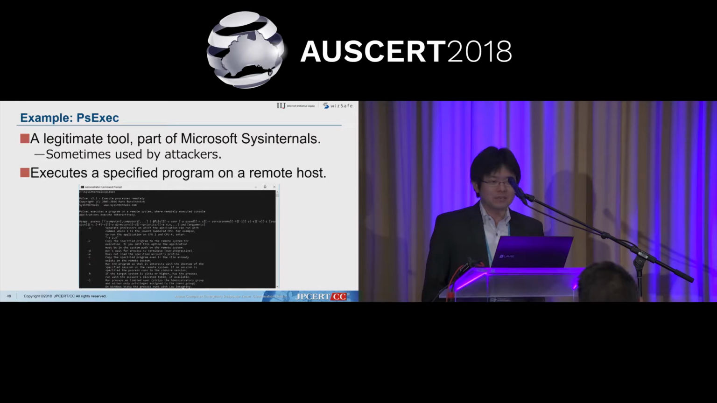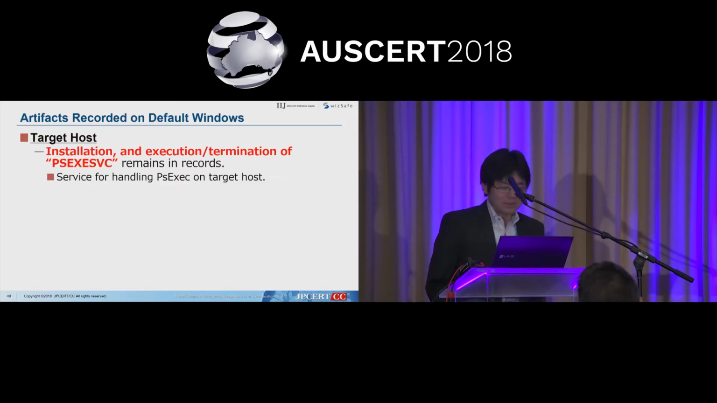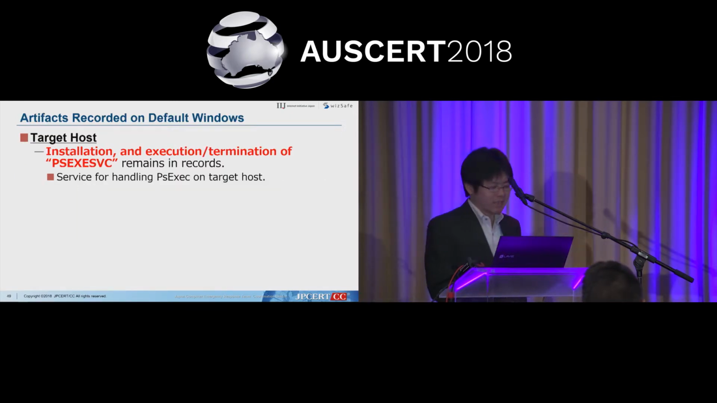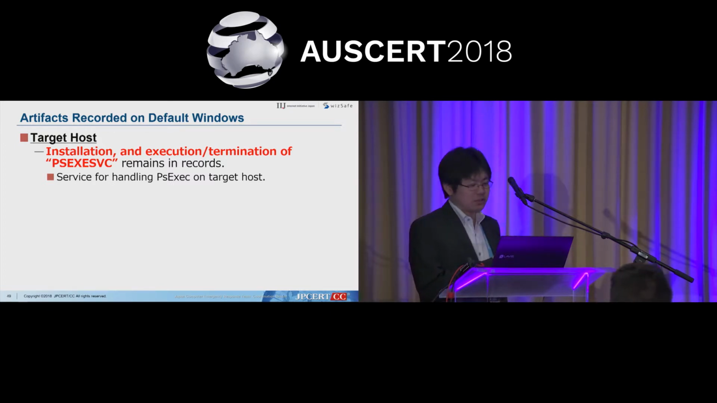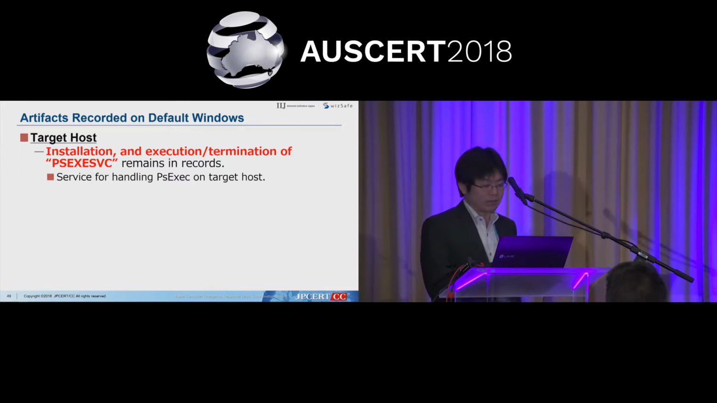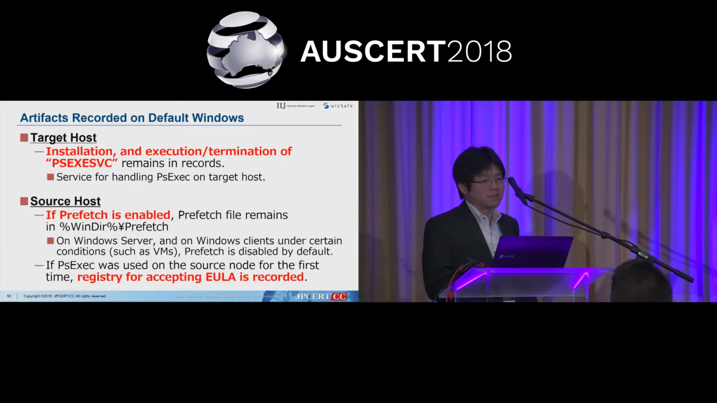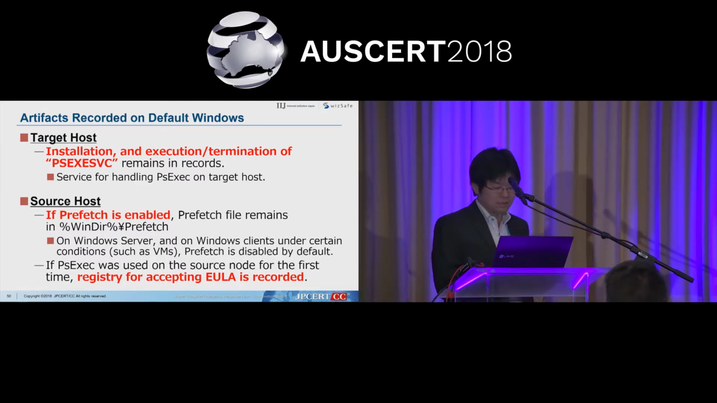So if PsExec was executed, what can we find out from the default Windows logs? First, the target host. When I say target host, that means where the program is executed remotely. On a target host, the installation, execution, and termination of PSEXESVC, the service for handling PsExec, remains as a record in the event logs. And for the source host, where PsExec was originally executed, there are two things that might remain as a record.